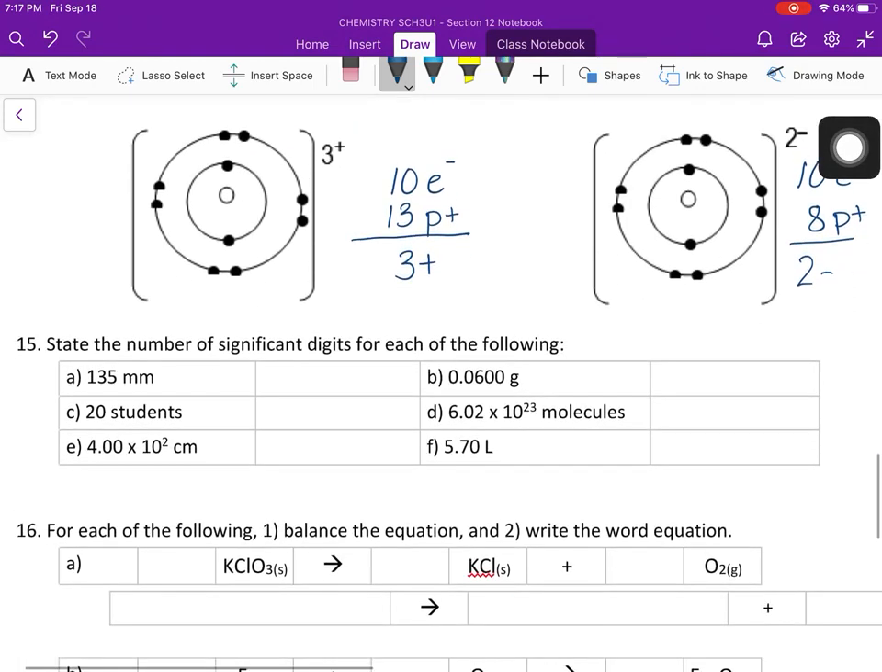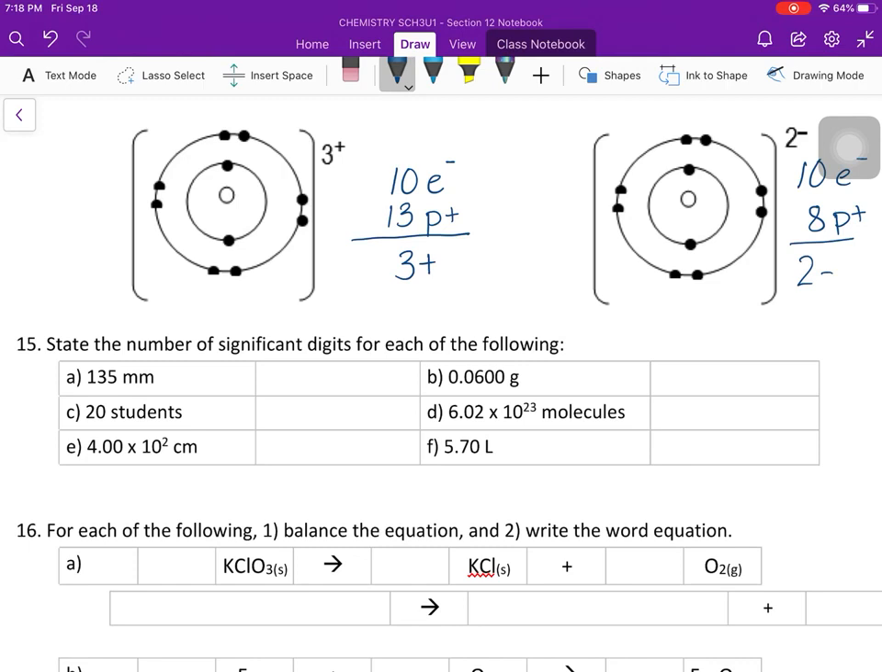Okay, significant digits. So we talked about this yesterday. I'm not sure if you have covered this in a previous science course or a math course. So significant digits has to do with the total number of numbers that we deem to be important here.